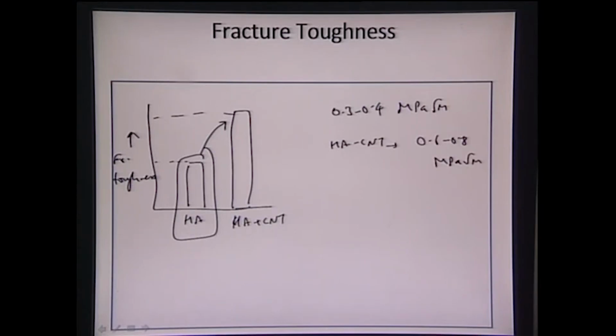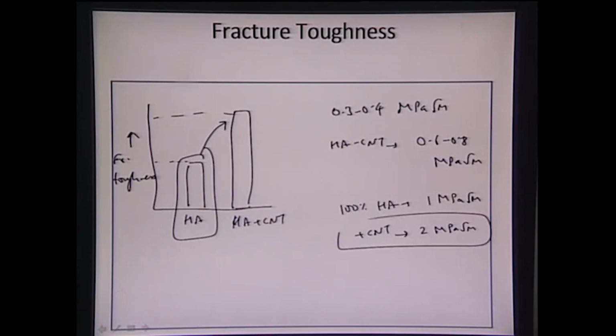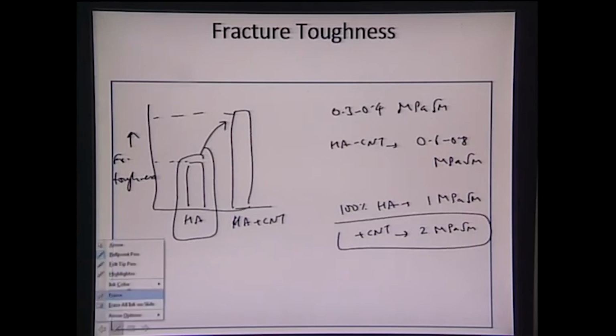But ideally, it has been observed that 100% dense hydroxyapatite can have fracture toughness as high as 1 megapascal root meter. It has also been proposed in literature that once we start adding carbon nanotube to it, it can increase the fracture toughness up to 2 megapascal root meter. So those are the values we are approximately talking about, how CNTs can provide reinforcement and enhance its mechanical properties by that order of magnitude.